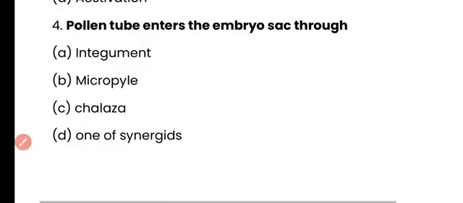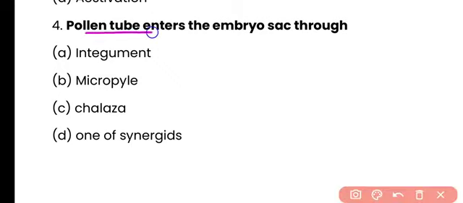क्वेश्चन नंबर 4. पोलन ट्यूब इंटर्स द एम्ब्रियो सैक थ्रू integument, micropyle, chalaza, one of the synergids. Correct answer is option D. Pollen tube enters the embryo sac and it reaches the egg through one of the synergids that are surrounding the egg. So correct answer है option D.